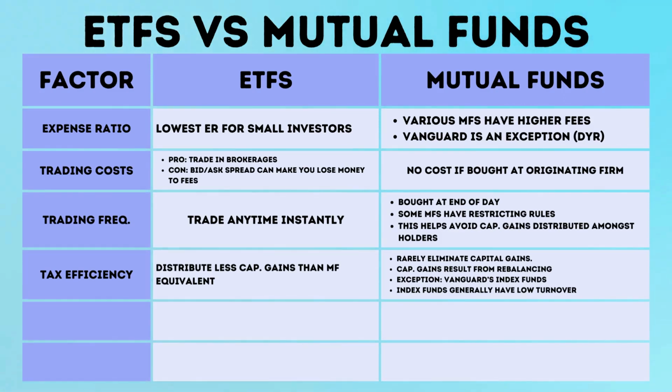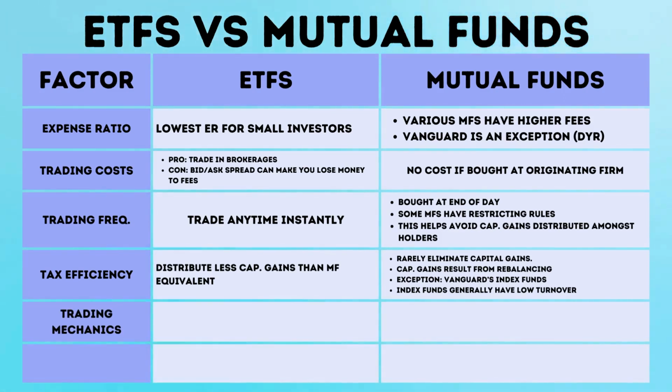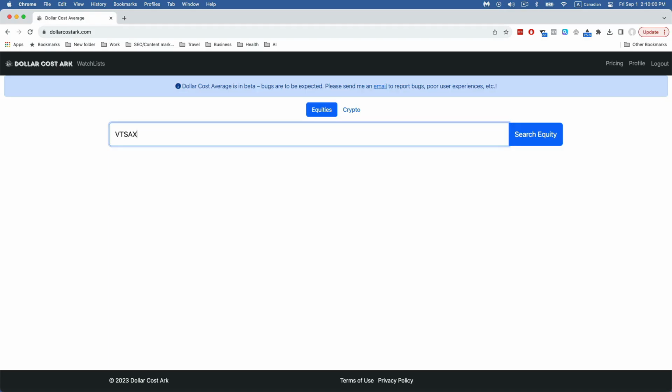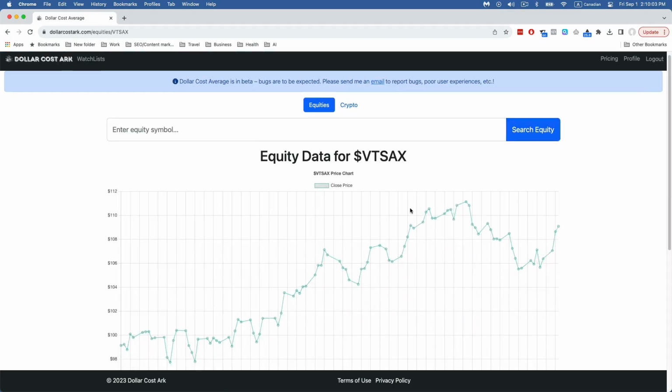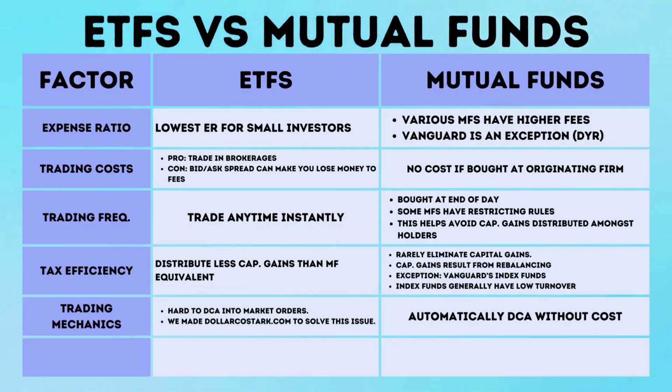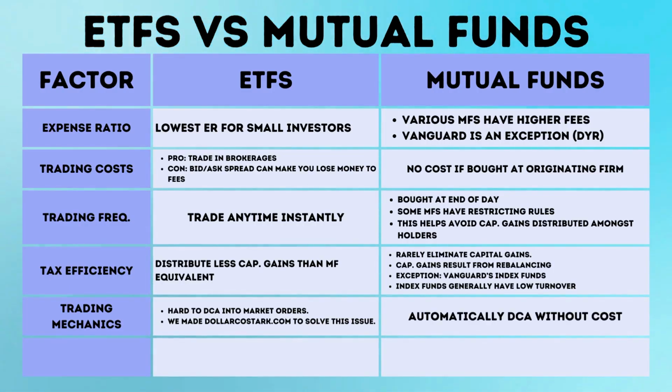The fifth factor is trading mechanics. Now, one of the things about ETFs is that it's hard to dollar cost average into with market orders because of bid-ask spread. Unless you use Dollar Cost Arc, which defeats this problem: we find you the best price and set the limit orders for you. Mutual funds, on the other hand, it's easy. You can automatically dollar cost average without costs.